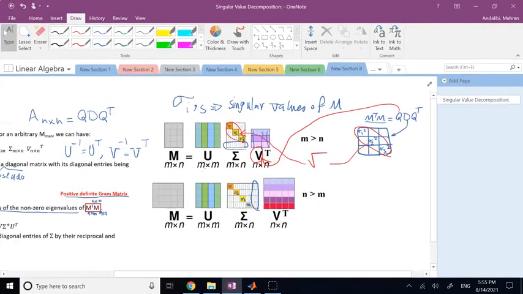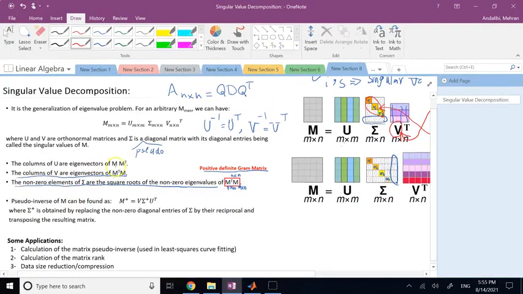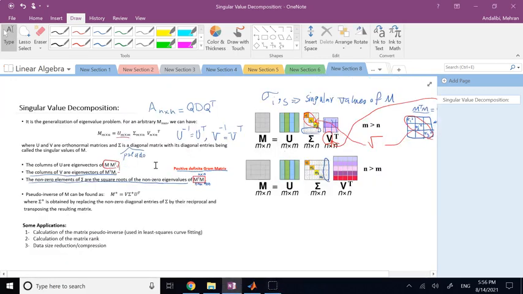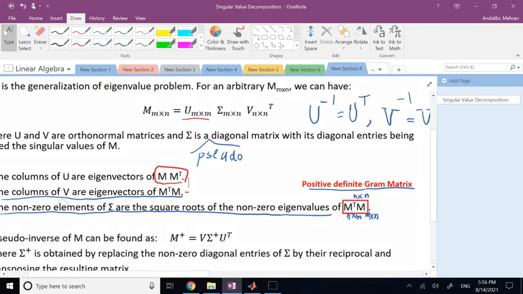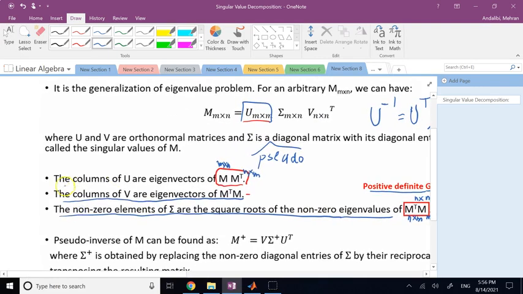Now, what about U? Well, U is a different dimension. If you look, U is M by M, while M transpose M was N by N. So in here, we need a matrix that has the same dimension as U, and that is MM transpose. Remember here that your M matrix is M by N and your transpose is N by M. So when you multiply, the result of the whole thing is M by M, which is the same dimension as U. So if you can find the eigenvectors of this MM transpose, those are the columns of U.